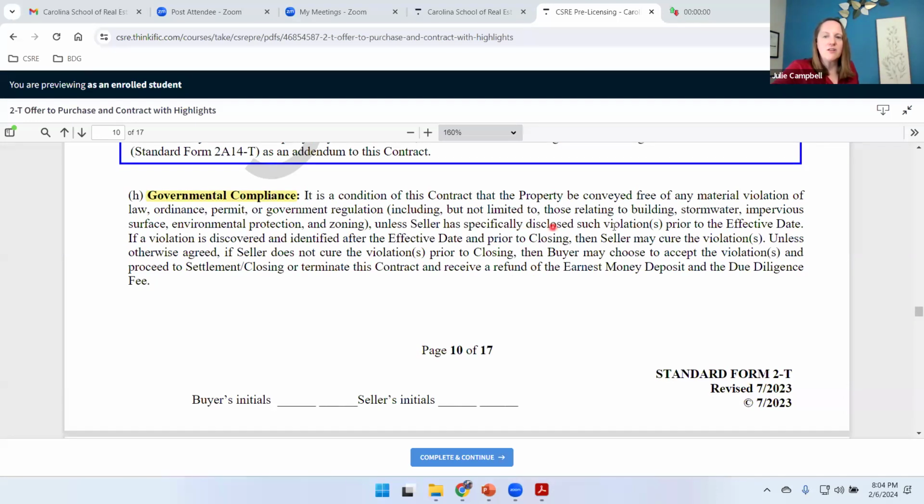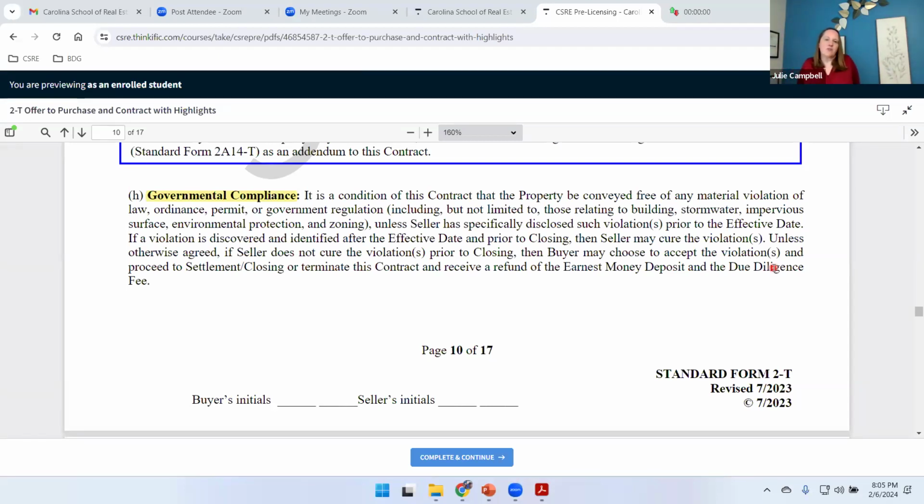Unless seller has specifically disclosed any such violation prior to the effective date, if the violation is discovered after the effective date but prior to closing, the seller has the option to cure the violation. If the seller does not cure that violation, then the buyer may choose to accept the violation or terminate this contract and get their earnest money deposit and due diligence fee back. So this is another time where this buyer could get both earnest money and due diligence.